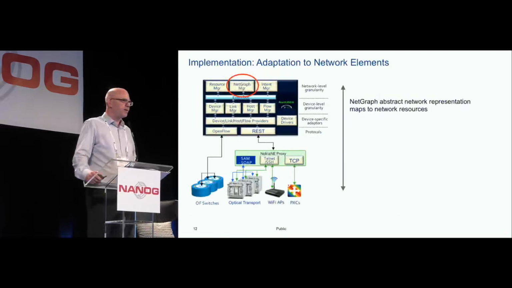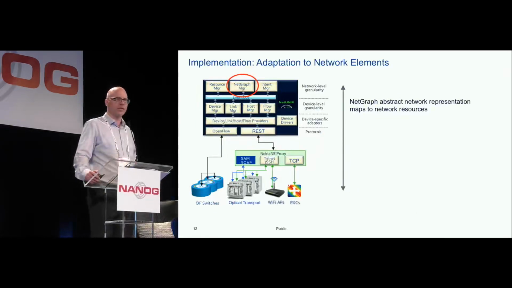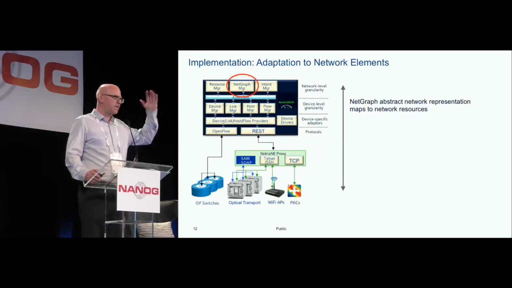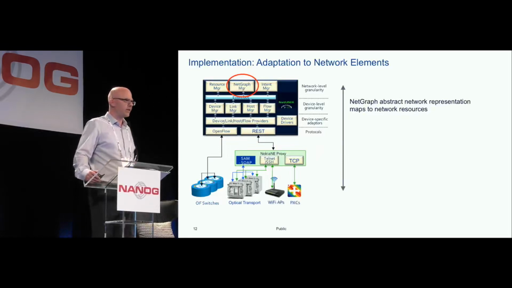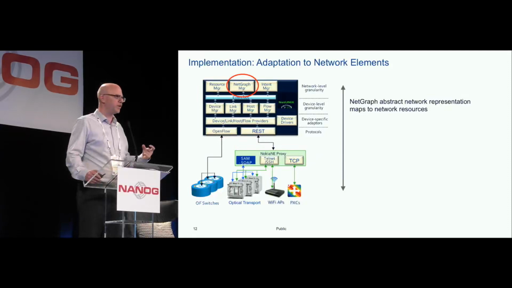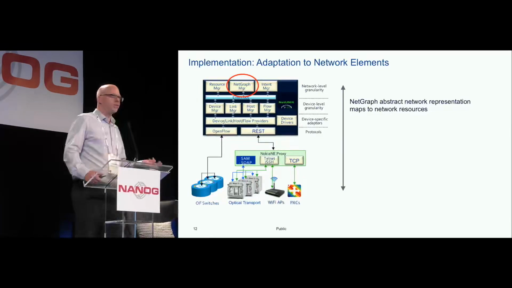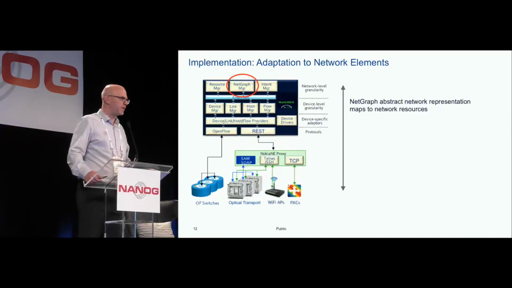So we have implemented NetGraph Manager into NetUnix, and that's the red box that I've circled here. It exists up in the network level granularity of the NetOS. Below that, you have device level granularity, where you have things like flow managers, link managers. Below that, device drivers, so this is your device-specific adapters. And finally, on the bottom, you have protocols that can communicate with the different network elements. So we use OpenFlow for communicating with the SDN switches.